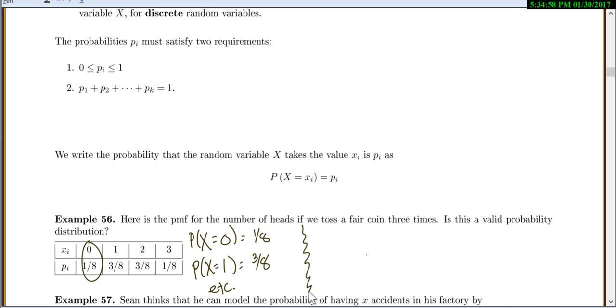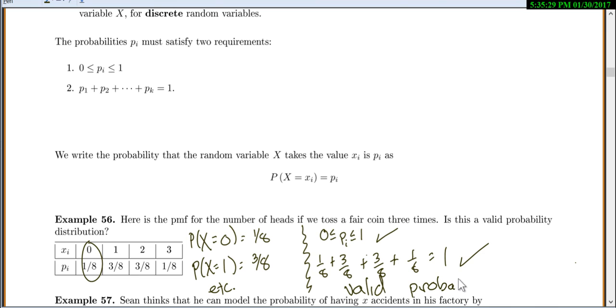Then we want to check, is each probability between 0 and 1? We have 1/8, 3/8, 3/8, 1/8. That seems correct. Then you want to add them all up and make sure they add up to 1. So 1/8 plus 3/8 plus 3/8 plus 1/8 gives us 1. So we met both requirements. This would be a valid probability distribution, or a valid PMF.